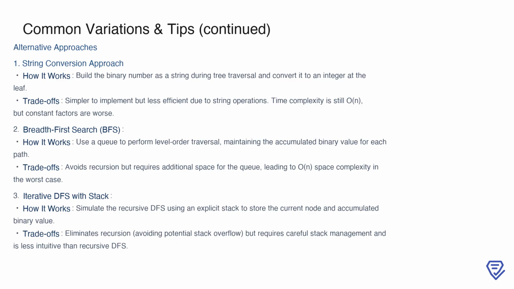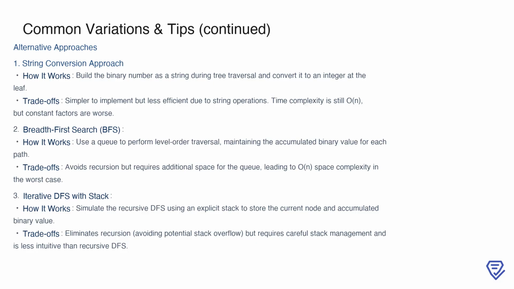One option is the string conversion approach, where you build the binary number as a string during tree traversal and convert it to an integer at the leaf. While this is simpler to implement, it's less efficient due to the overhead of string operations. The time complexity remains O(n), but the constant factors are worse compared to bitwise operations.